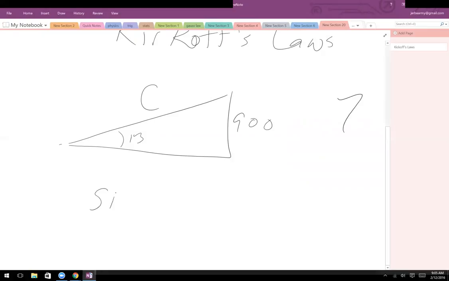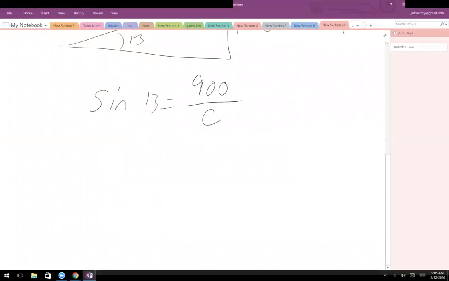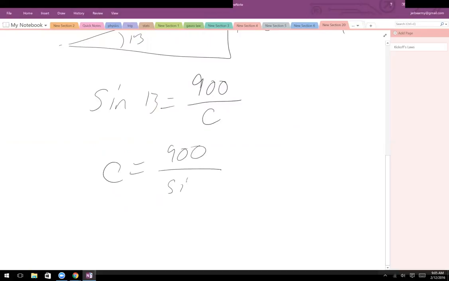There we go. Sine of 13 is opposite over hypotenuse. So C would be 900 over sine of 13.